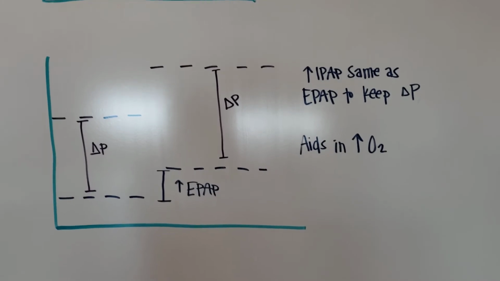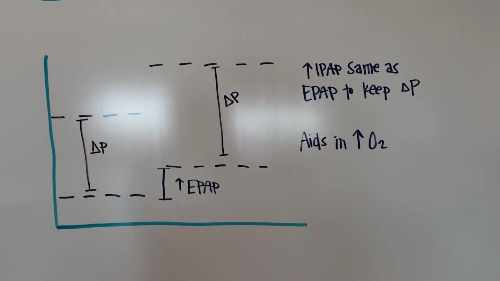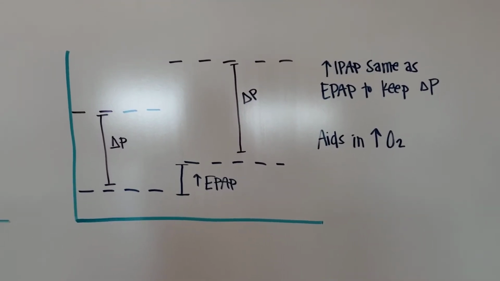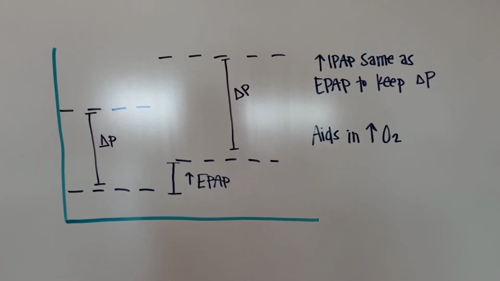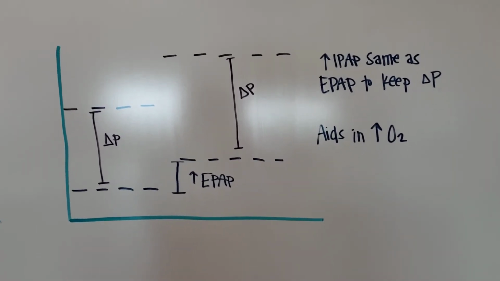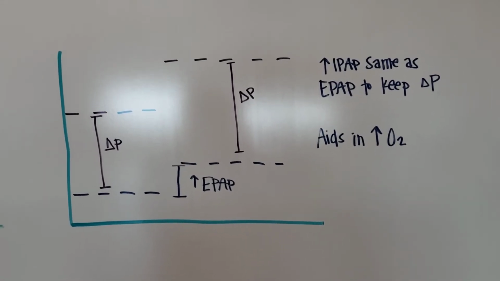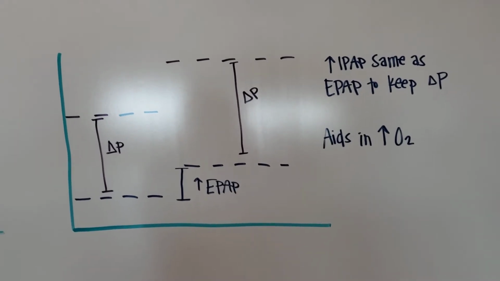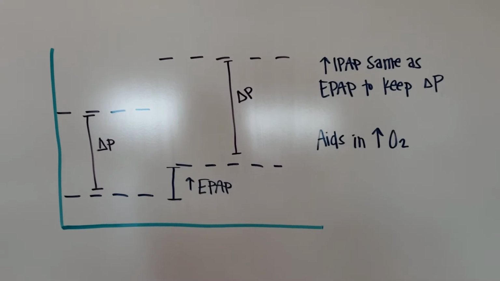But let's say our ventilation's not great. We can also increase that. So let's say we have an IPAP of 12. Instead of increasing it by 2, we want to increase our volume. So let's say we want to increase it by 4 so that we can improve both our oxygenation and our ventilation. So our IPAP of 12, we would increase to an IPAP of 16. So we would change it by 4 to aid both oxygenation and ventilation.